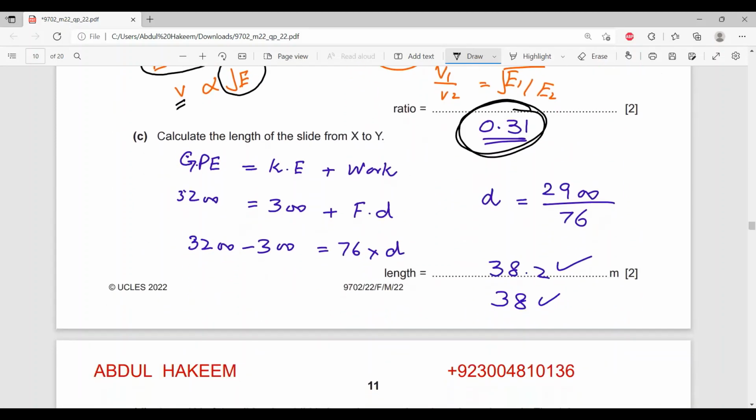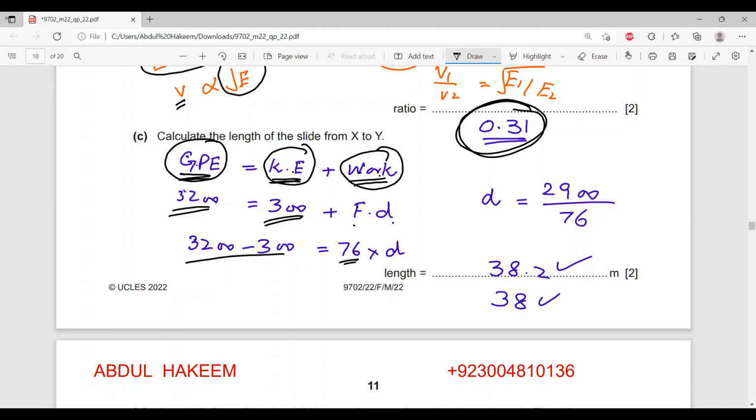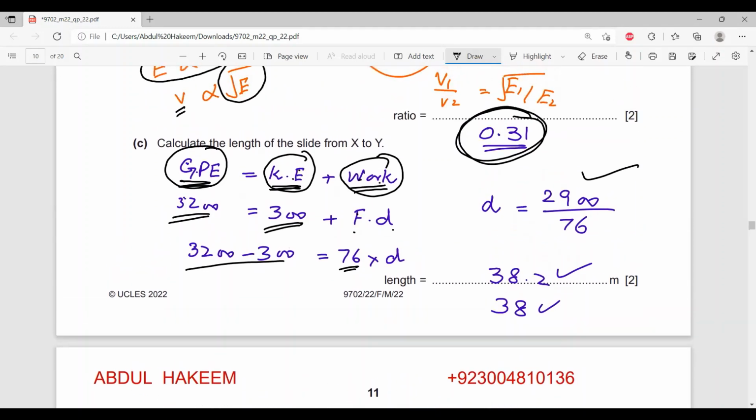Next, calculate the length of the slide from X to Y. Look, the potential energy at X is converted into kinetic energy at Y plus some work done against friction. Mean the kinetic energy gained by the child and the work done against friction, the sum is the total potential energy at the top. This is 3200. This kinetic energy gain is actually 300. Work is F times d and the resistive force is 76. So 3200 minus 300, 2900, divided by 76. This is coming 38.2. So we can write it as 38 meters. So this is the length of the slide.